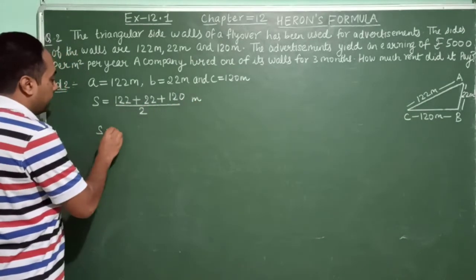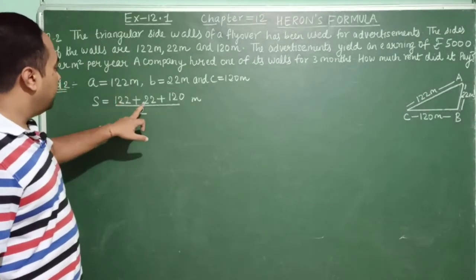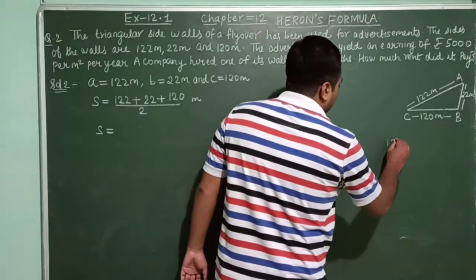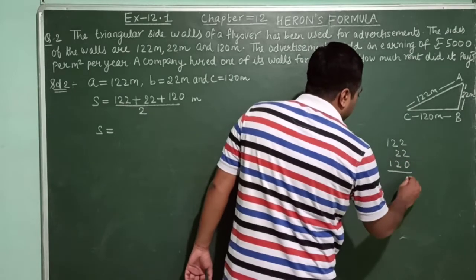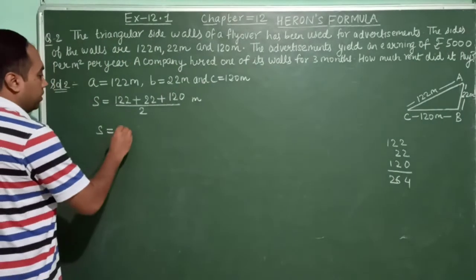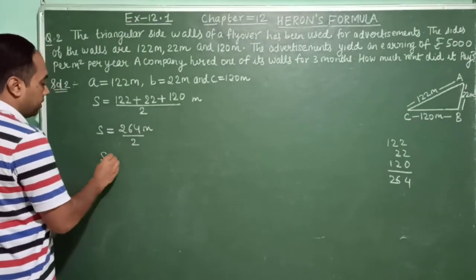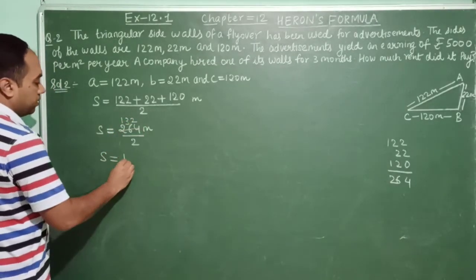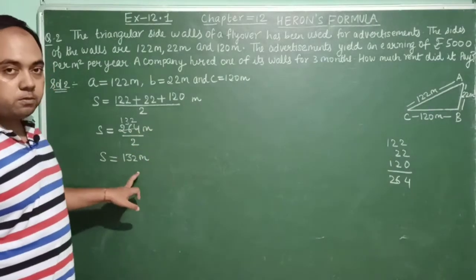So S is equal to, now add them. So 122 plus 22 plus 120. This is how much? 264. So 264 meter upon 2. So S is how much? Cancel them out. 2 ones are 2, 2 threes are 6, 2 twos are 4. So the semi-perimeter of this advertisement wall is 132 meter.